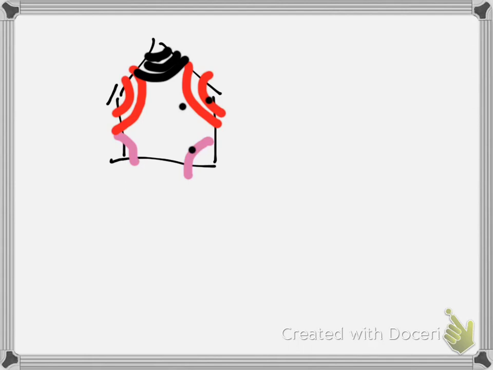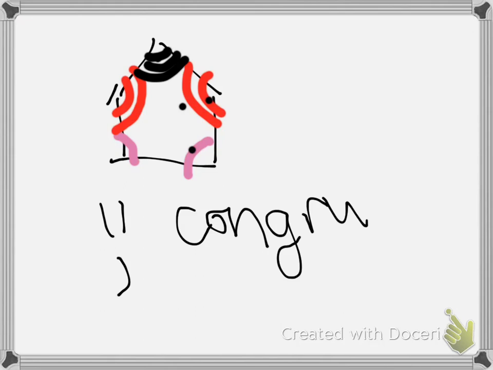Anyway, those are the big things that you have to learn. You need to know what the tick marks mean, what the little slashy things mean. You need to know the word congruent. And you need to know your prefixes.